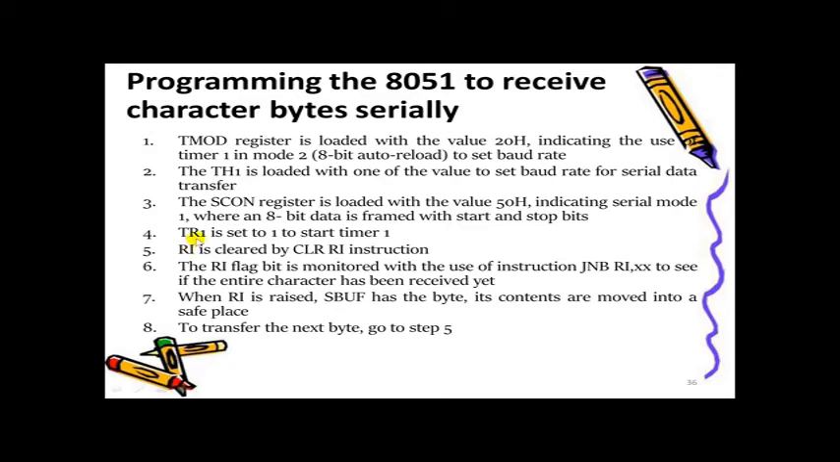Next, TR1 is set to 1 to start timer 1, and RI is cleared by the CLR RI instruction. The RI flag bit is monitored with the use of the JNB instruction, jump if not bit, to see if the entire character has been received yet. When RI is raised, SBUF has a byte, and its contents are moved into a safe place. To receive the next byte, go to step number 5.